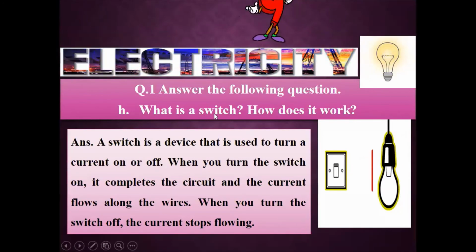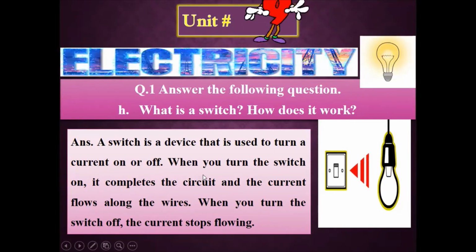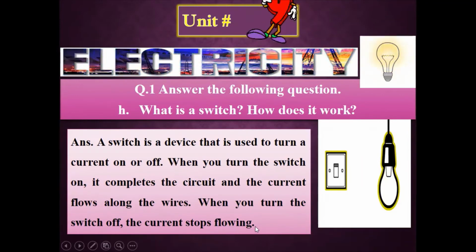What is a switch? How does it work? A switch is a device that is used to turn a circuit current on or off. When you turn the switch on, it completes the circuit and the current flows along the wires. When you turn the switch off, the current stops flowing.